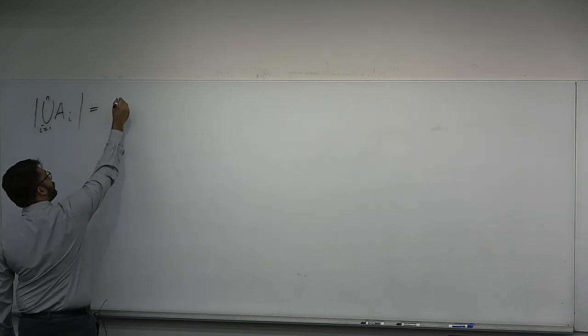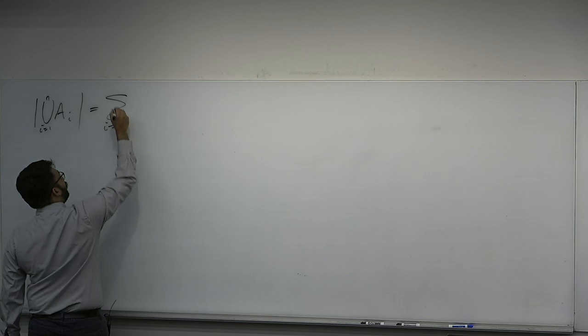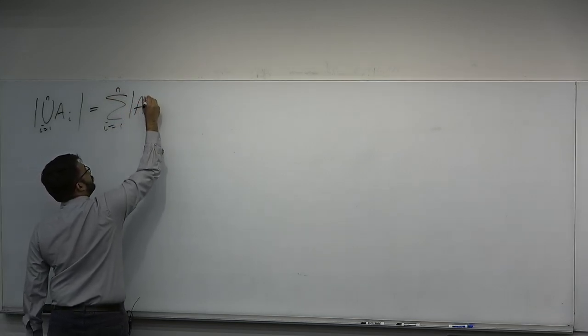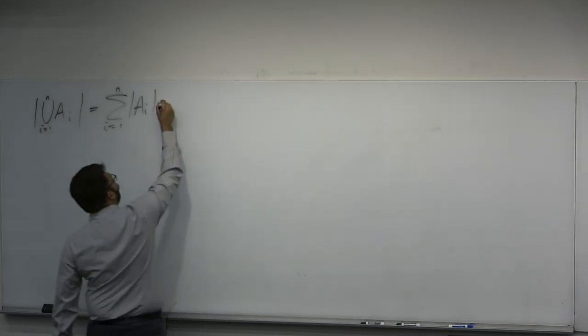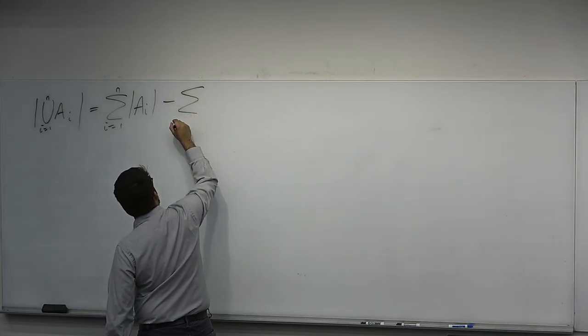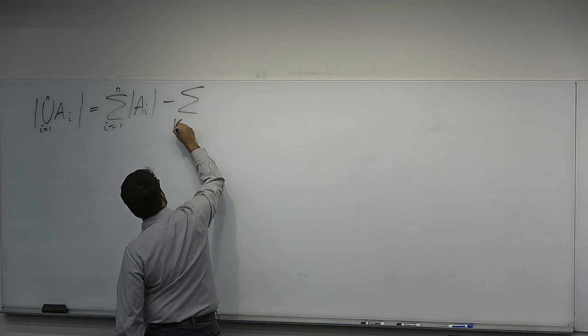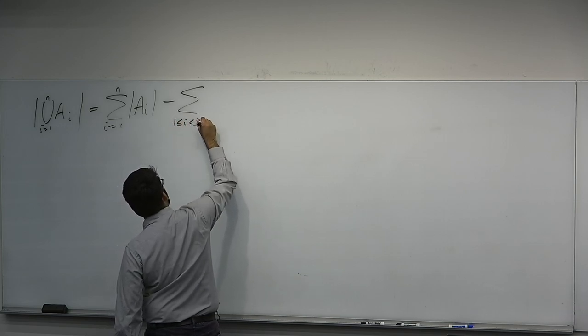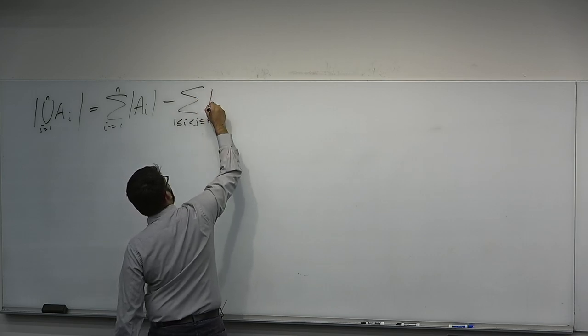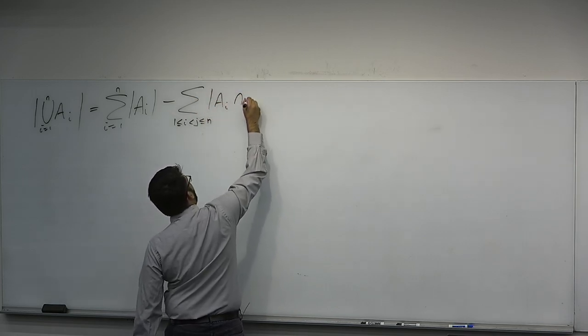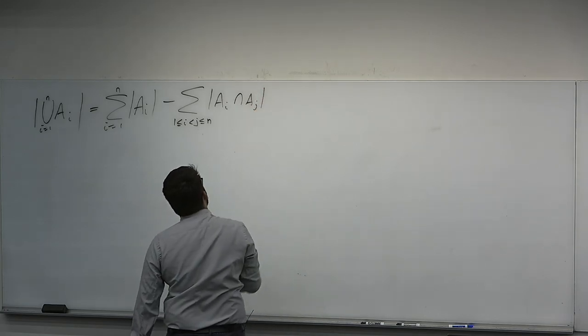Well, first we need to simply add in all the sets, right? So this is going to be the sum from i equals 1 to n of the cardinality of A_i, right? Now we need to subtract off the intersection of every pair of sets. Minus, and the way I'm going to write this, from 1 less than or equal to i, less than j, less than or equal to n, we're going to subtract off the intersection of A_i intersect A_j, right?